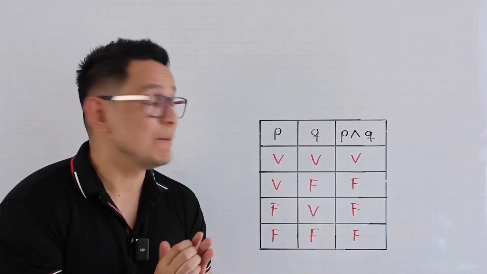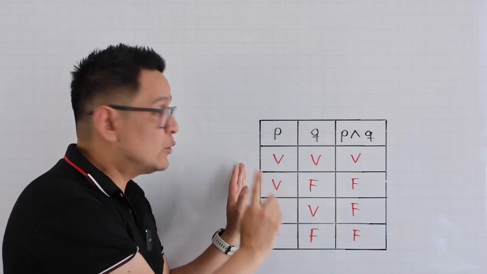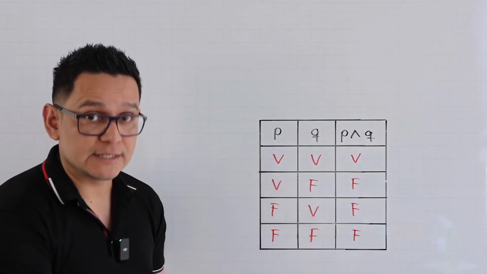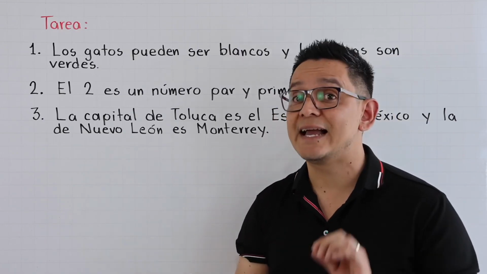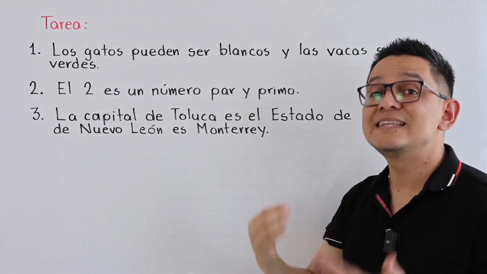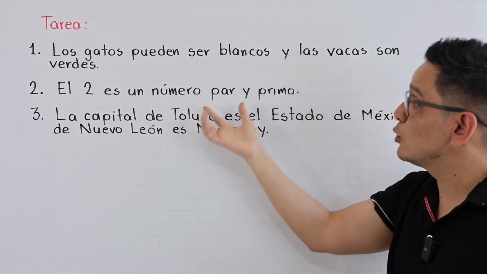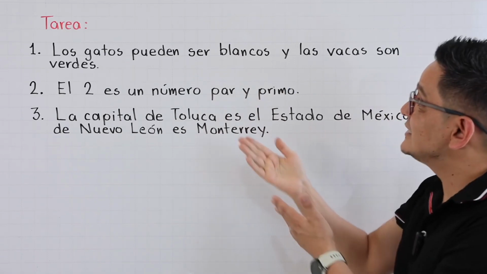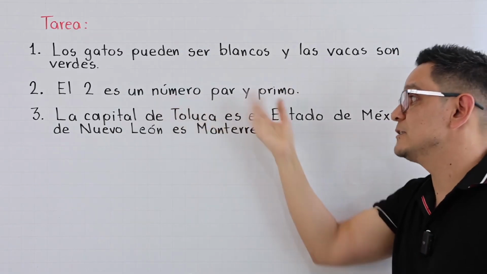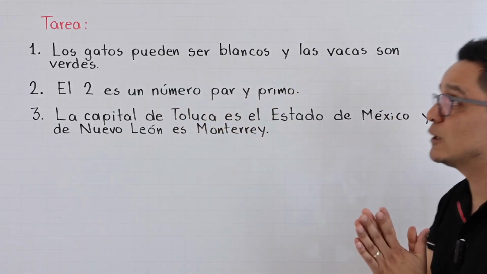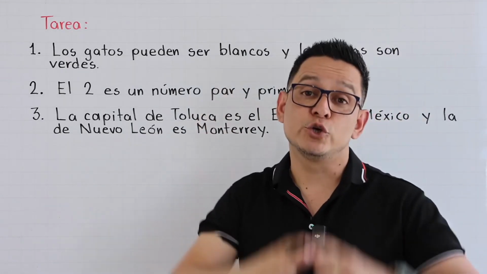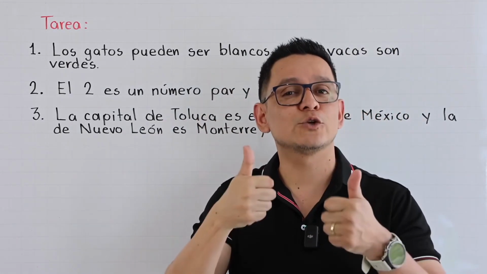In summary, in the truth table for conjunction, it's only true when both propositions are true, and it's false in all other cases. And for homework, I'm going to ask you to do the following. Look, given these three compound propositions, you have to tell me the truth value of the conjunctions. That is, you have to tell me if this conjunction is true or false, if this conjunction is also true or false, and the same for this other conjunction. When you have the answers, write them down here below. I'll give you a nice big heart if you get them right.